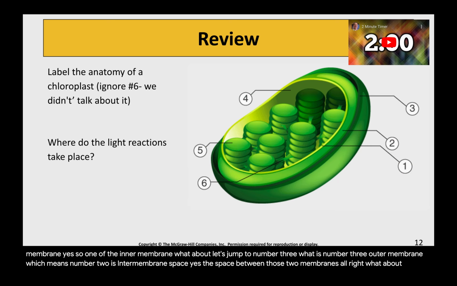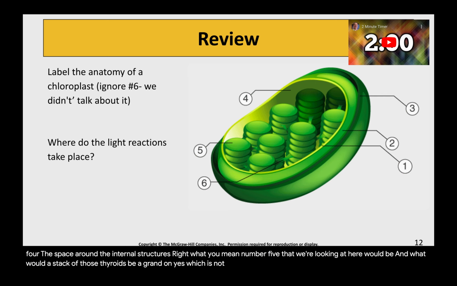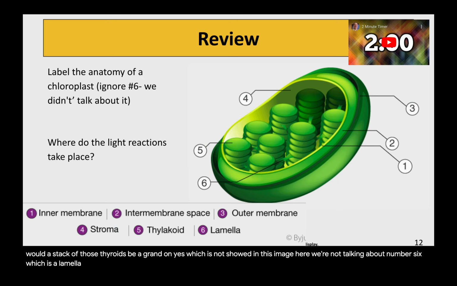What about number four? It's depicting the space around the internal structures. Stroma, yeah, stroma. Which would mean number five that we're looking at here would be a thylakoid. And what would a stack of those thylakoids be? A granum, yes, which is not shown in this image here. We're not talking about number six, which is a lamella, which is kind of like a membrane bridge between thylakoids. We're not going to get that specific into chloroplast anatomy here.